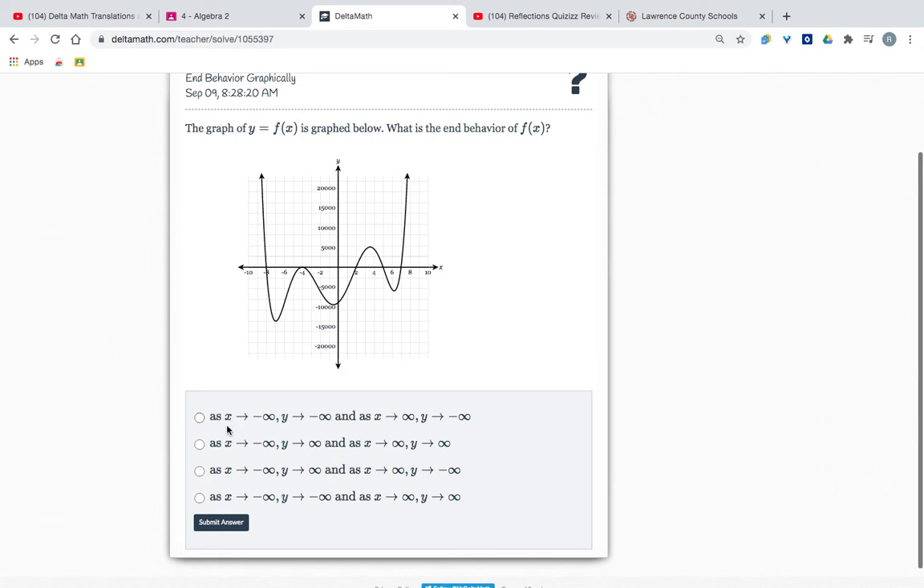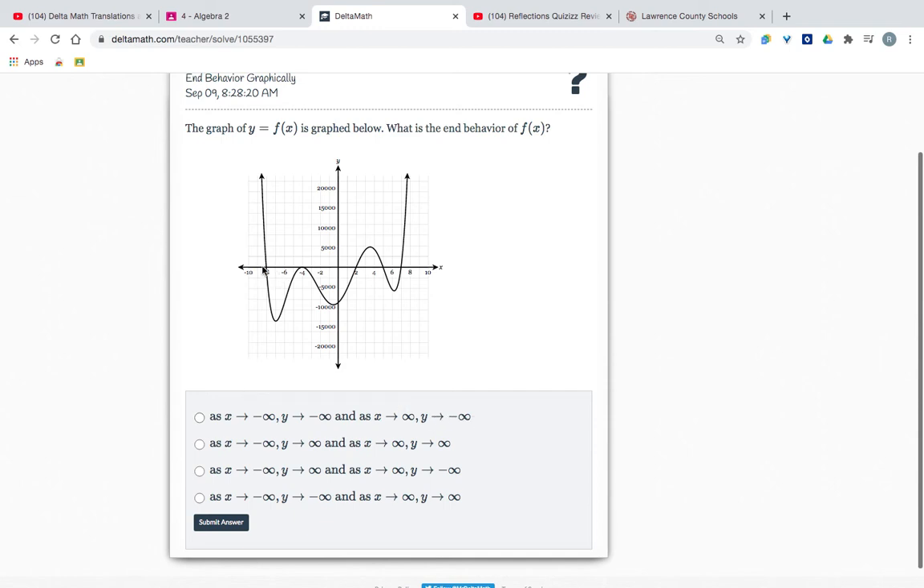And you might want to write these down. X approaches negative infinity would be left. Y approaches negative infinity is down, because y is up and down, x is left to right. And then this part says as x approaches positive infinity, which means as x goes to the right, so the values go to the right. If the graph goes to the right, it says y goes down. Again, it says y approaches negative infinity.